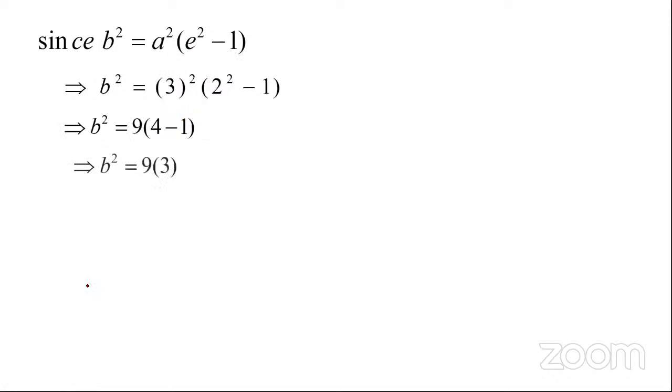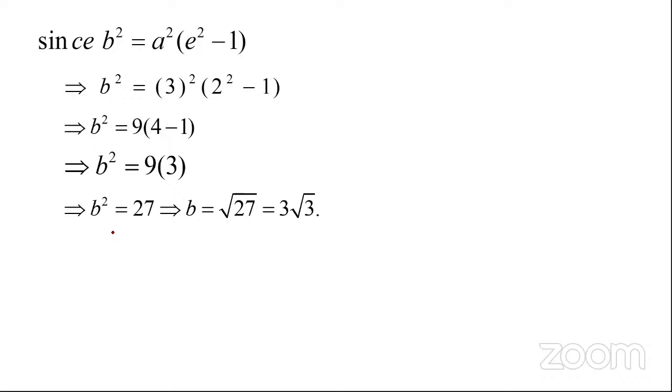Then we'll get b square equal to 9 of 4 minus 1, that is b square equal to 9 of 3. So that is b square equal to 27. The b square value is 27.